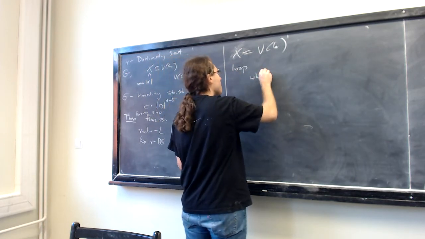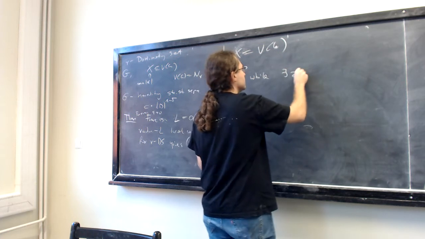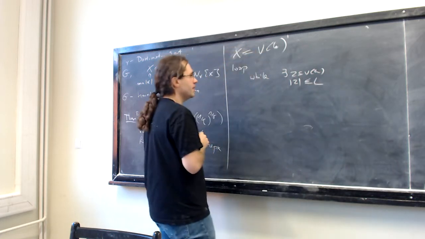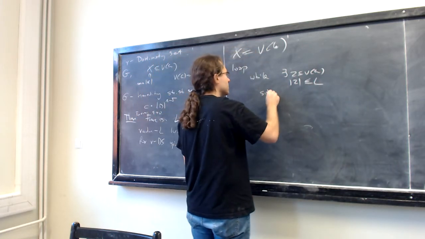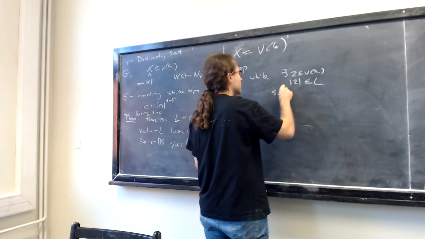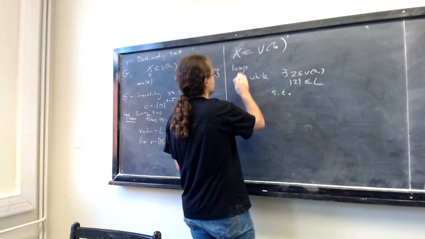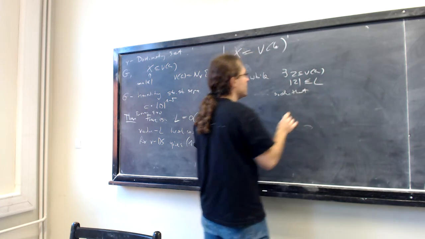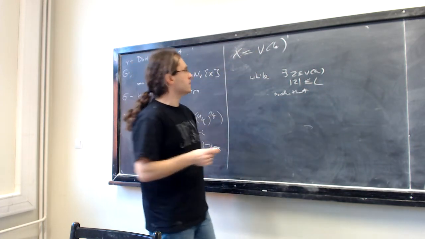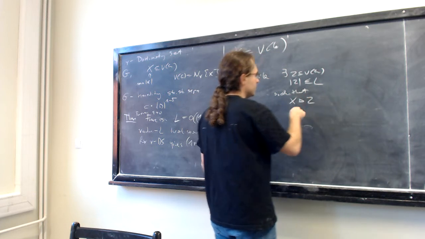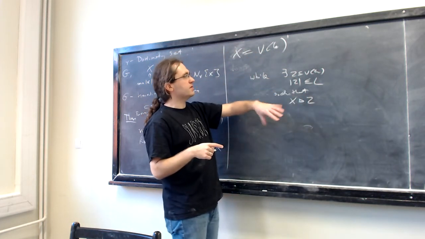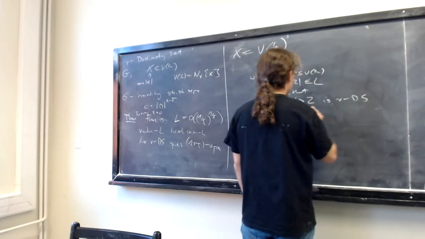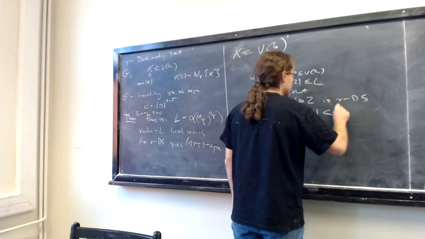Loop while there exists a set Z inside V(G) of size at most L, such that, so this is our loop, Z is the modification to X, such that X triangle Z, so this is the symmetric difference, some Z guys are the guys to delete from X, some guys to add new, such that X triangle Z is an r-dominating set, and X triangle Z is strictly smaller than X, then replace.